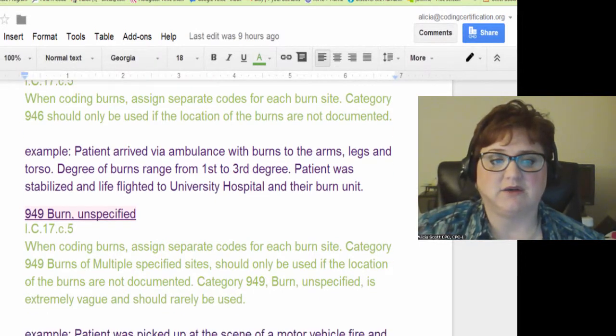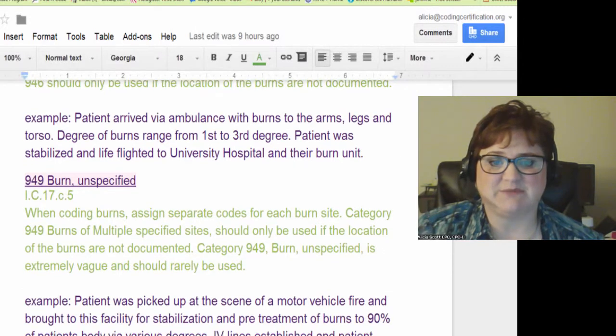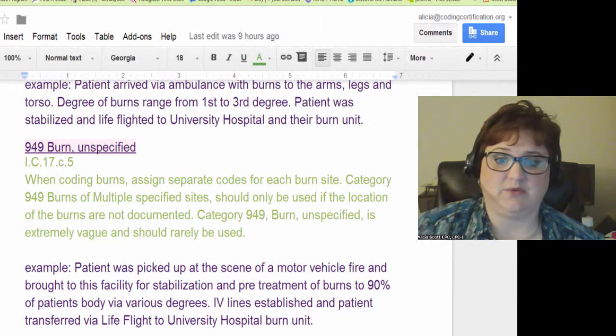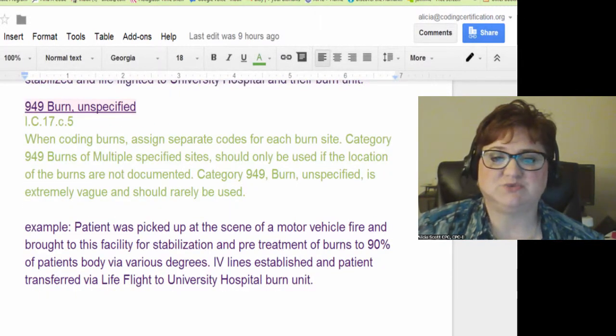code if you have better documentation, but I thought, why don't we go with the same scenario? Patient was picked up at the scene of a motor vehicle fire and brought to a facility for stabilization and pre-treatment of burns to 90% of patient's body via various degrees, IV lines established and patient transferred via life flight to University Hospital burn unit.